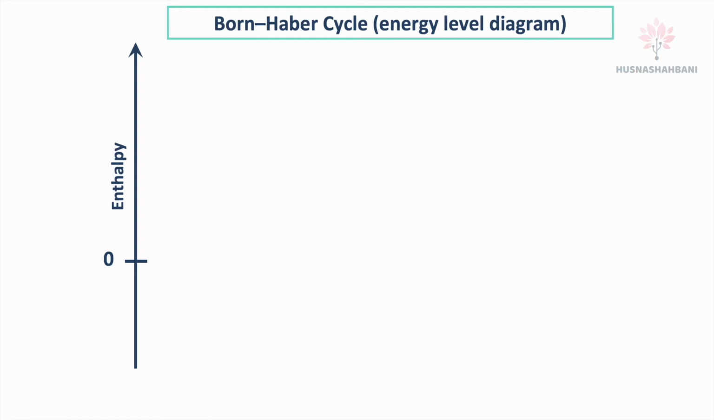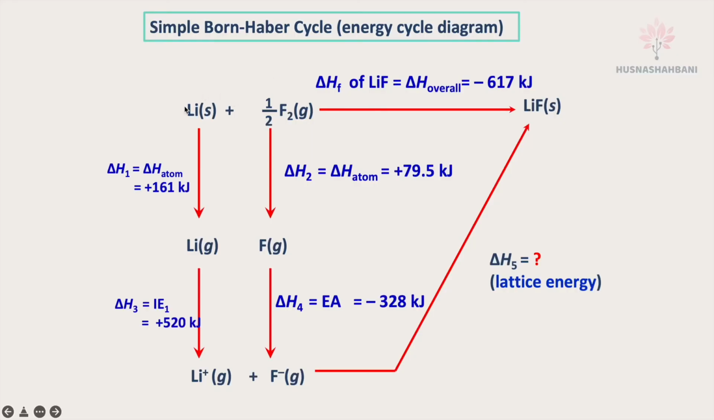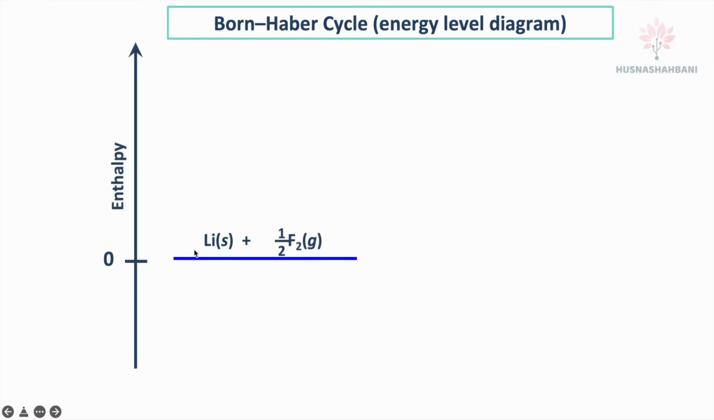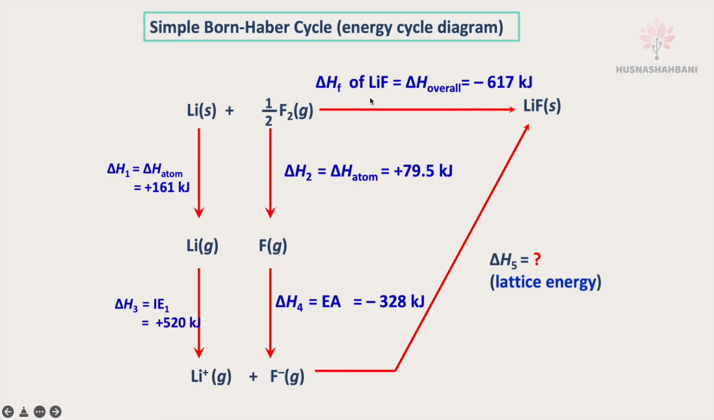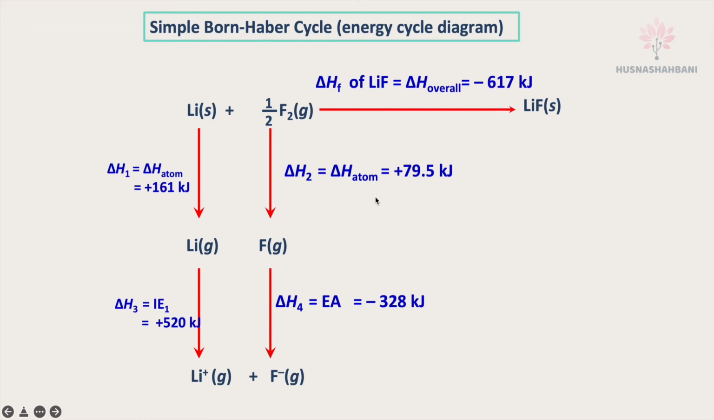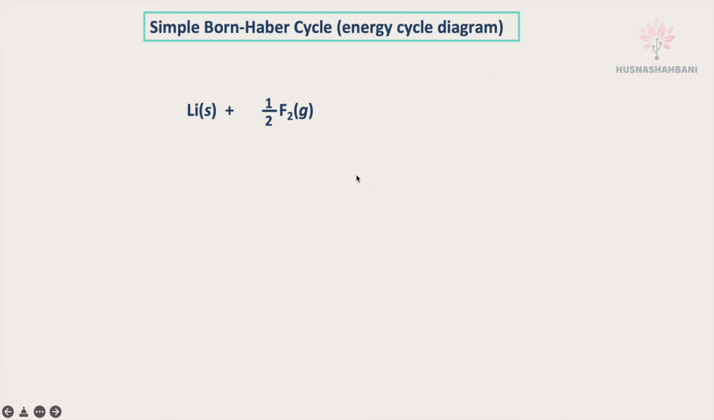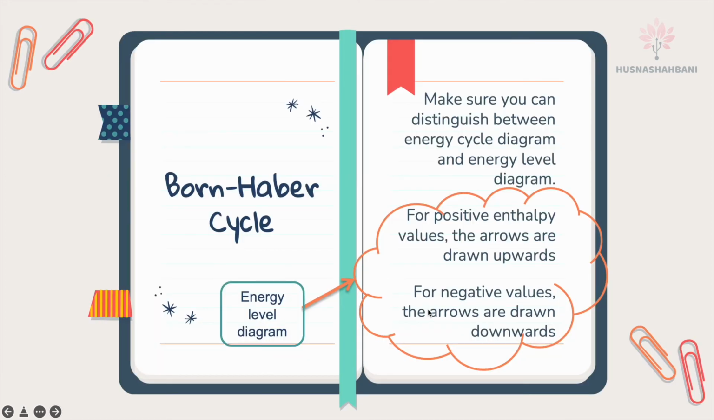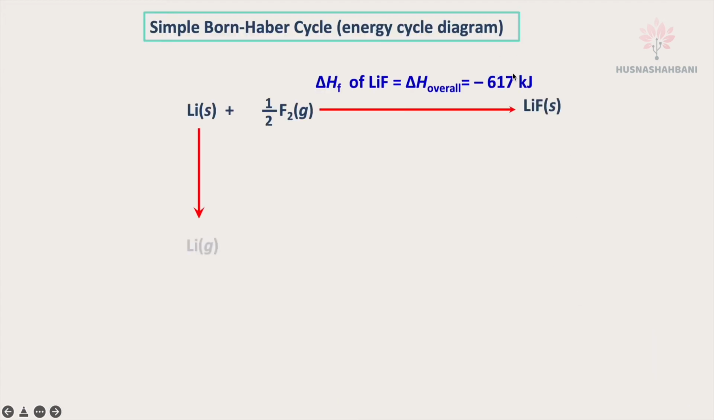Always start with the enthalpy of formation. So here, enthalpy of formation: Li(s) plus half F2 gas becomes LiF(s). Write down the reactants, Li(s) plus half F2 gas, and it will become LiF(s). If you look at this, it is a negative value. If it is a negative value, the arrow in the energy level diagram must point downwards. If you refer to the previous slide, negative values are drawn downwards in an energy level diagram.